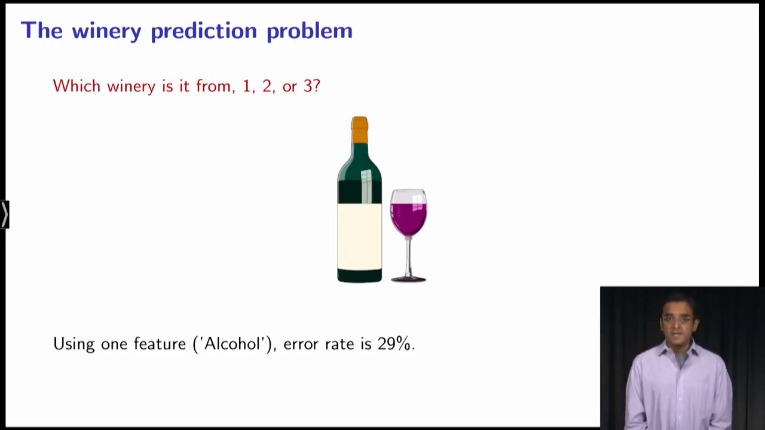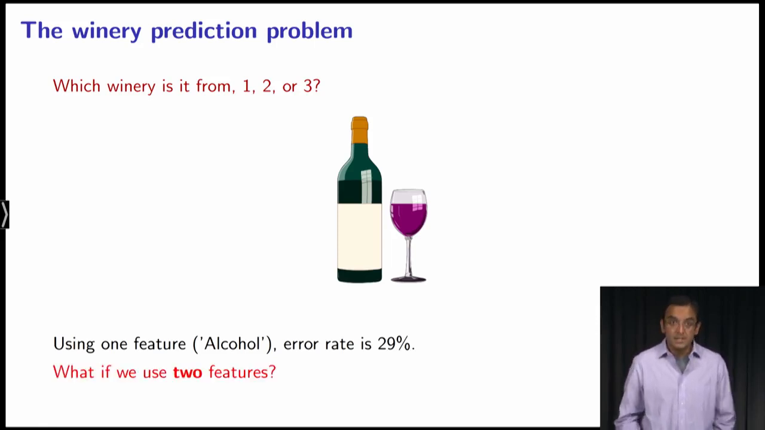So our running example is the winery prediction problem. If you recall, we have bottles of wine, and from each bottle, we measure 13 visual and chemical features. And we want to use these to predict which winery this bottle came from, winery 1, 2, or 3. Last time, we used just one out of the 13 features. And we found that using that one feature alone, we could get an error rate of about 29%. Today we'll use two features, 2 out of the 13, and we'll see that the error rate drops quite dramatically.